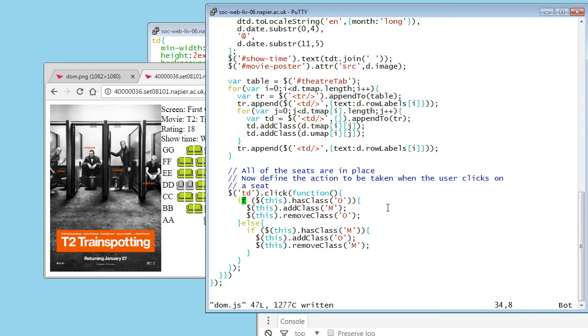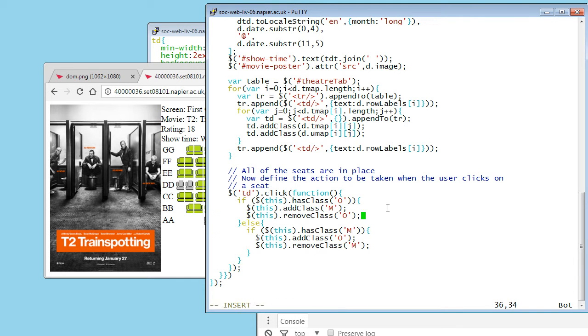So if it has class O, this is going to get quite complicated. If it has class O, then do that. If it has class M, do something else. Let's be a bit more subtle. So that code there, if it has class O, that will work for an armchair. But if it's a sofa, then I want something else to happen as well.